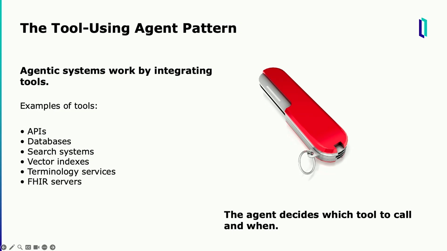Agents don't do everything themselves. They rely on tools. These tools may be APIs, databases, search systems, vector indices, terminology services, or FHIR servers. The model decides, the tools execute. The separation of concerns is one of the most important design ideas in the workshop. When the tools are clear and well-bounded, the prompts become simpler and the whole system becomes more reliable.